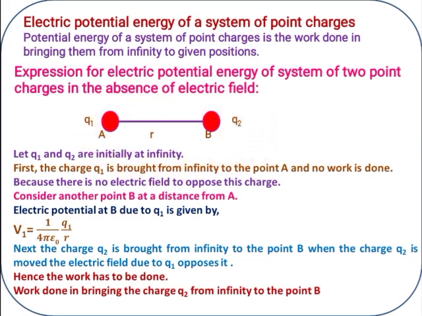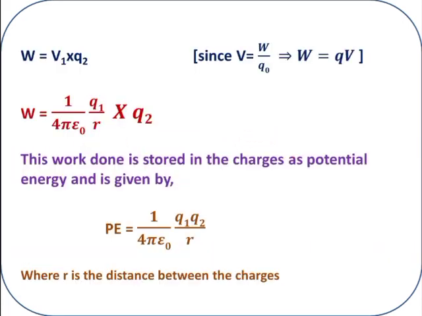Now, if we substitute the values according to that explanation, work done is equal to potential into charge. This expression also we discussed in the previous videos, so please go through that. So W is equal to V1 into Q2. Why? Because V is equal to W divided by Q naught, which implies W is equal to Q naught into V.